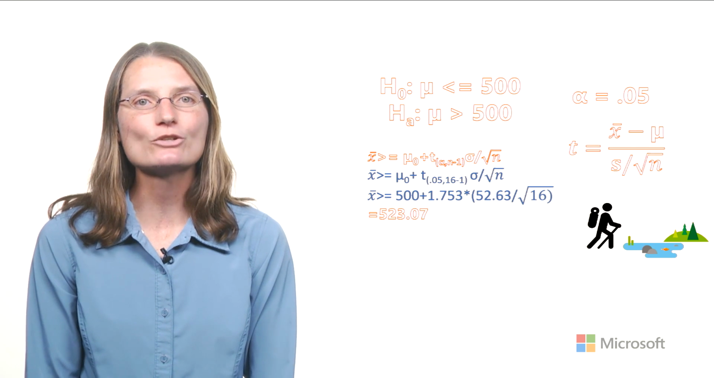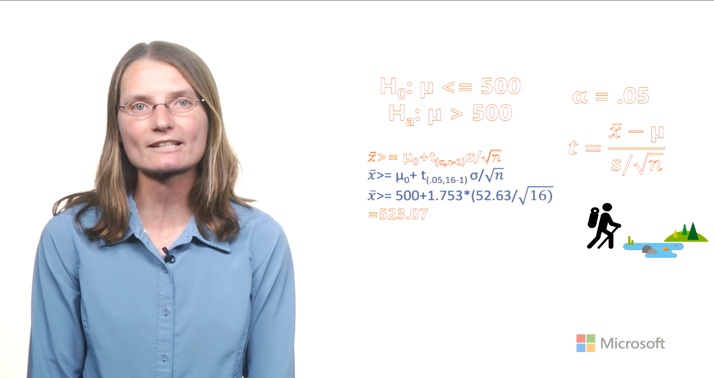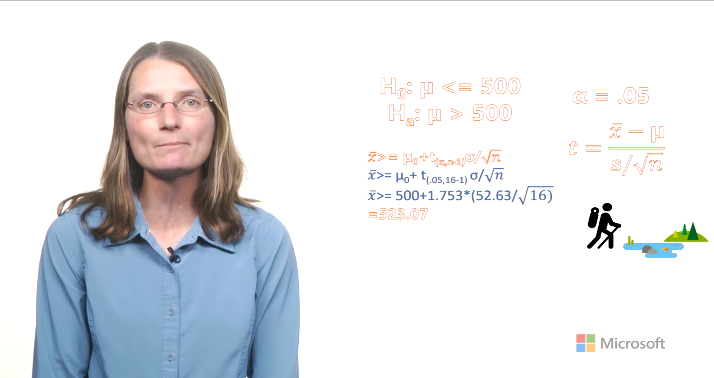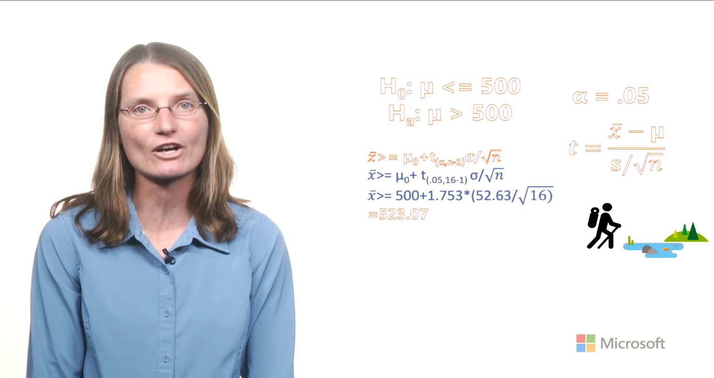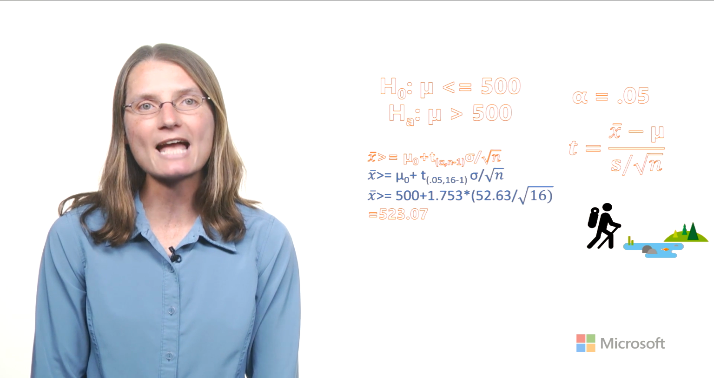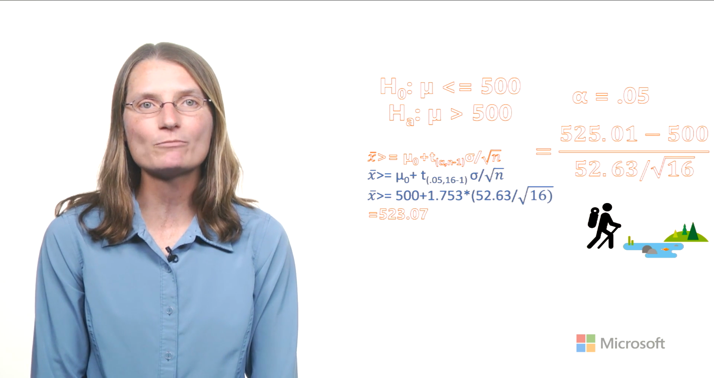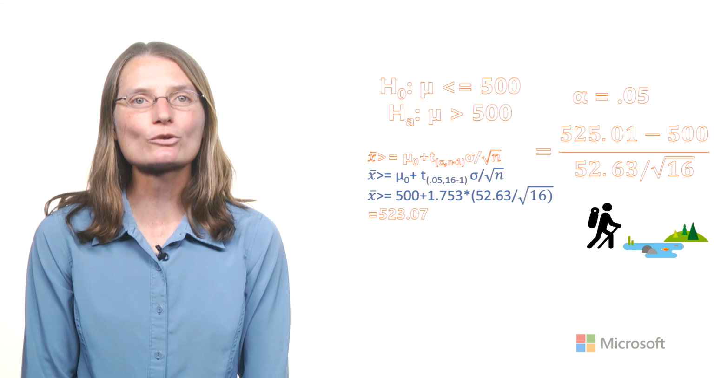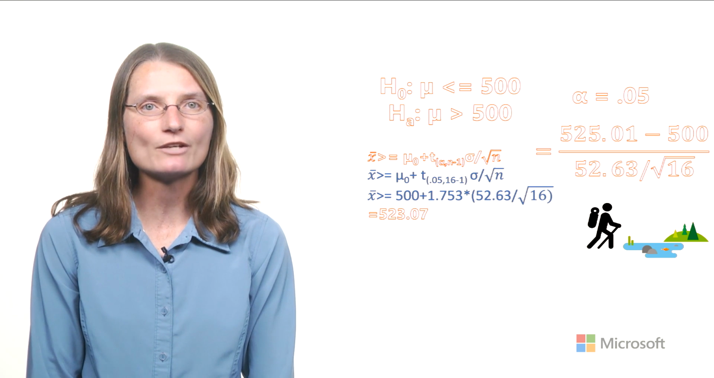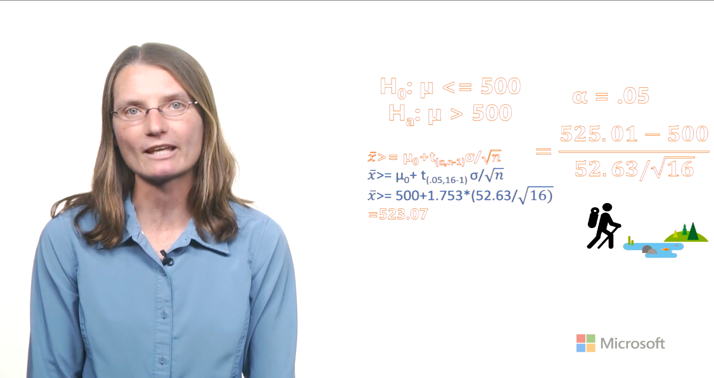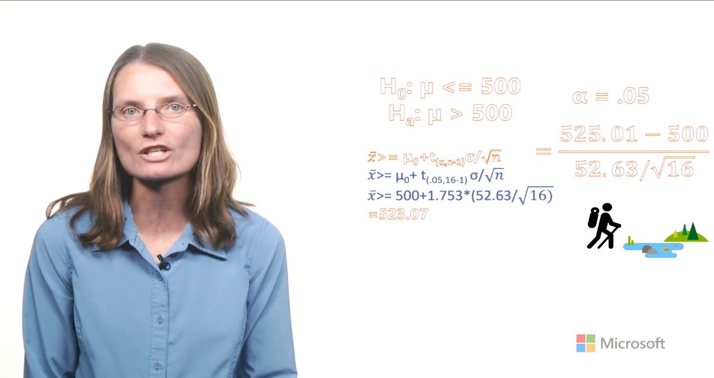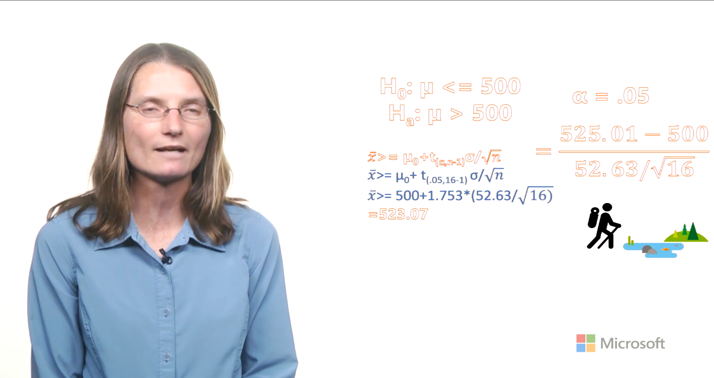More commonly, you calculate the t-score by subtracting the population mean from the sample mean and dividing by the standard error. Imagine that we obtained an average of 525.01. Using the critical value that we just calculated, we know that this will be significant. However, let's play this out just to see how it works using this formula.